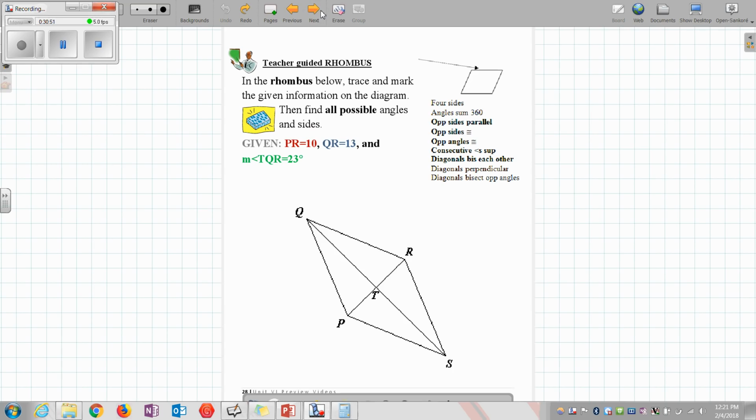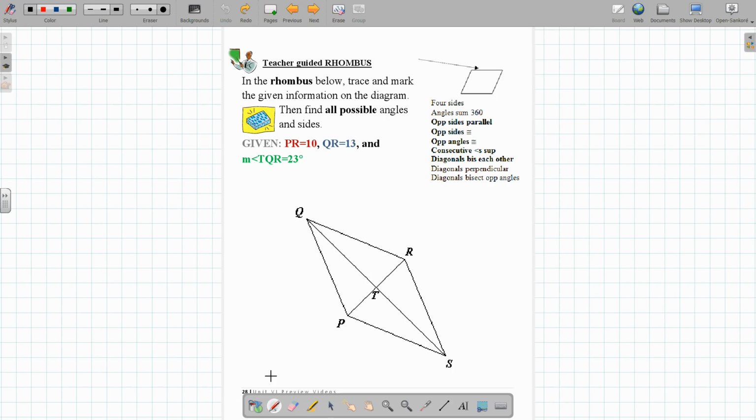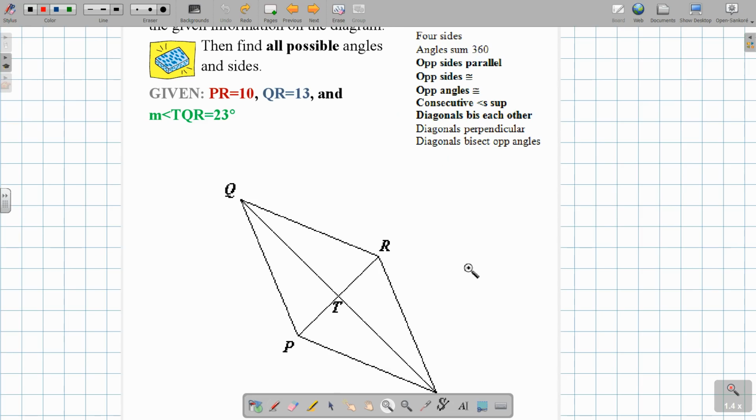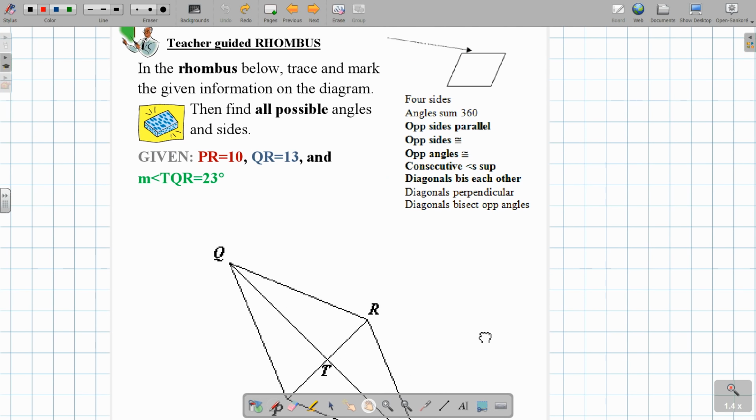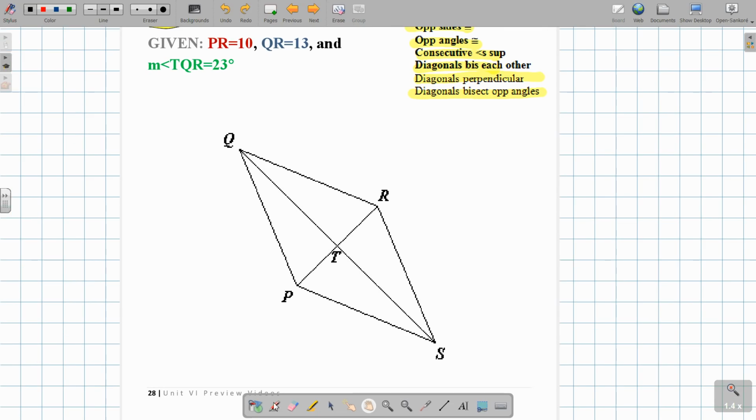All right, now a rhombus has all kinds of information as well. Taking a look here, it says that we have a rhombus. Find all possible angles and sides. A rhombus has all of these qualities here, and specific qualities of a rhombus are that the diagonals are perpendicular. They also bisect opposite angles. So on top of the OCD qualities, which are right there, 1, 2, 3, 4, 5, it has those 2 additional qualities. So let's come down here and let's just mark everything.